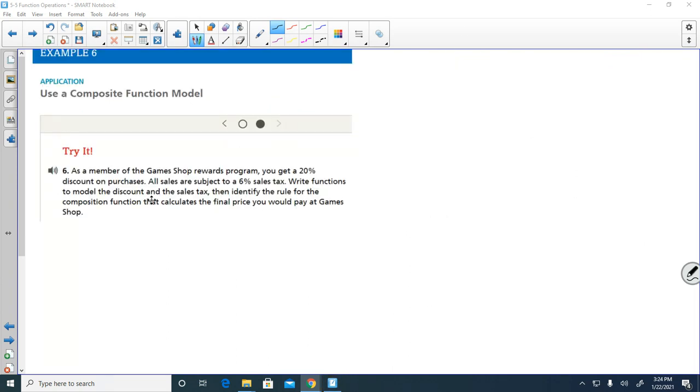All right, last example is example 6. It's a word problem. As a member of the Game Shop Rewards program, you get 20% discount on purchases. Underline that. It's a number. Seems to be important. All sales are subject to a 6% sales tax. Write functions to model the discount and the sales tax, then identify the rule for the composition of functions that calculate the final price you would pay at GameStop. So first of all, I need a variable. We're going to say my variable is x, and x is going to represent the price of the item.